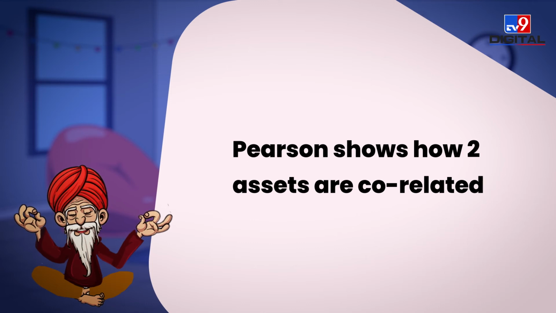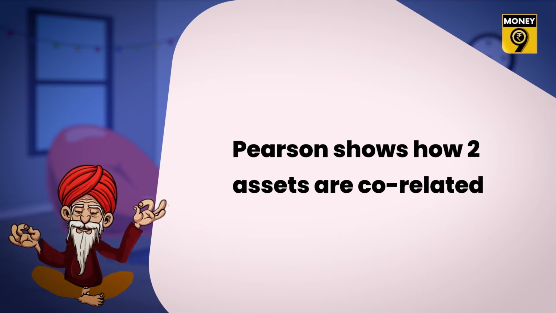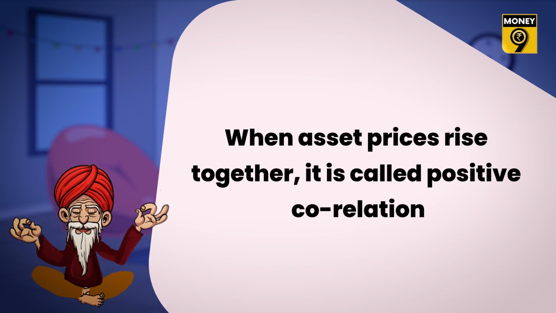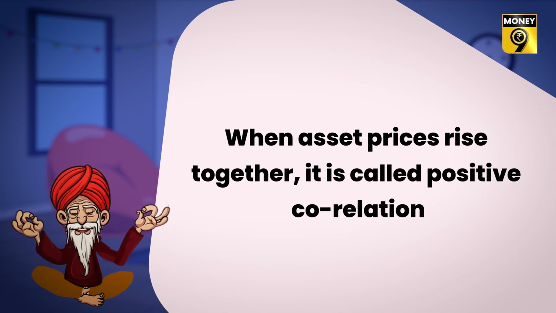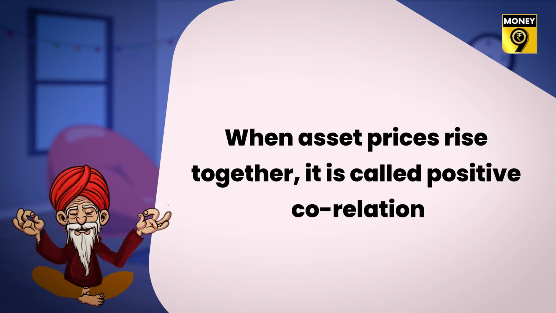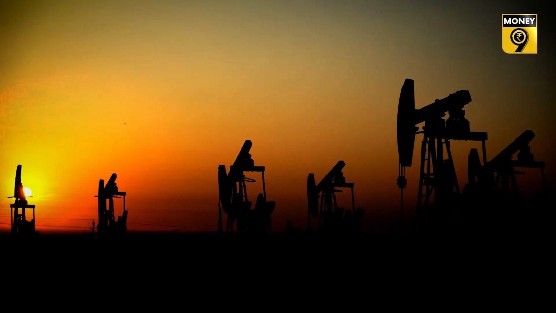Pearson correlation coefficient tells us how two assets are related to each other. If the price of one asset increases and at the same time the price of the other asset also increases, then both the assets have positive correlation. Let's say we have crude oil and Nifty.